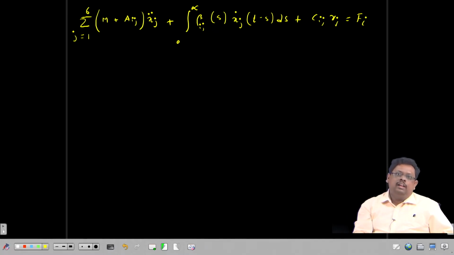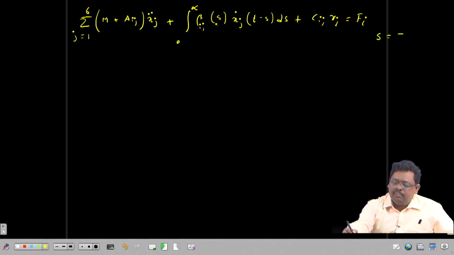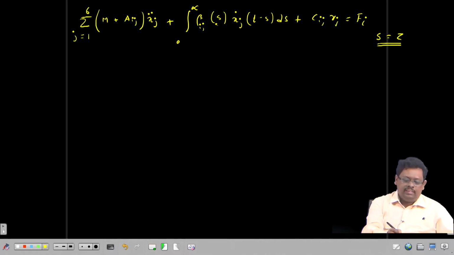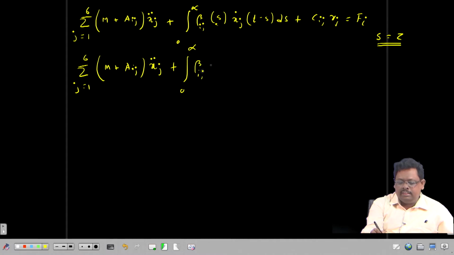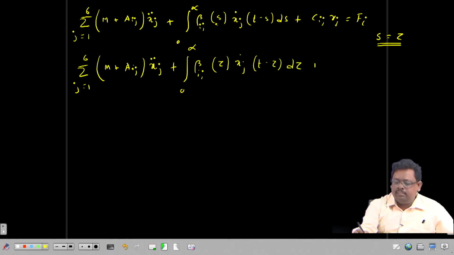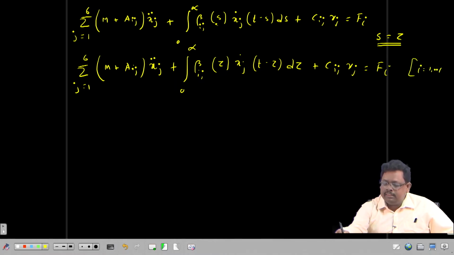Now, again people really do not want to see s here. So, again you just simply change s equal to tau, and then we can get the same equation as summation j equal to 1 to 6 of (m plus a_ij) x double dot j plus integral from 0 to infinity of beta_ij(tau) x dot j(t minus tau) d tau plus c_ij x_j equal to f_i, and here of course, i is equal to 1 to 6.